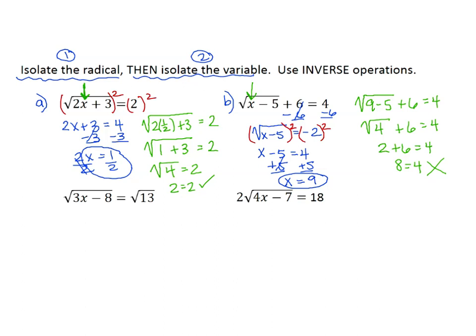And whenever this happens, that we know that we solved it correctly and we plugged it back in, but it's not checking out, 8 certainly does not equal 4, then this solution of 9 is called extraneous. So this is an extraneous solution.